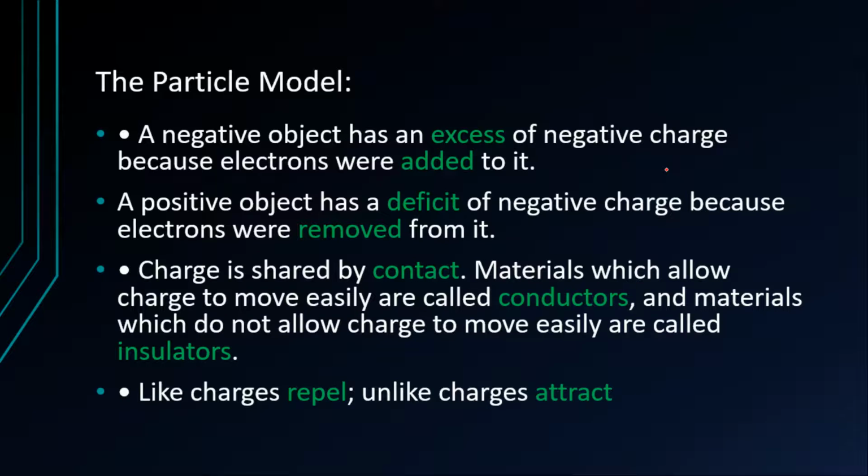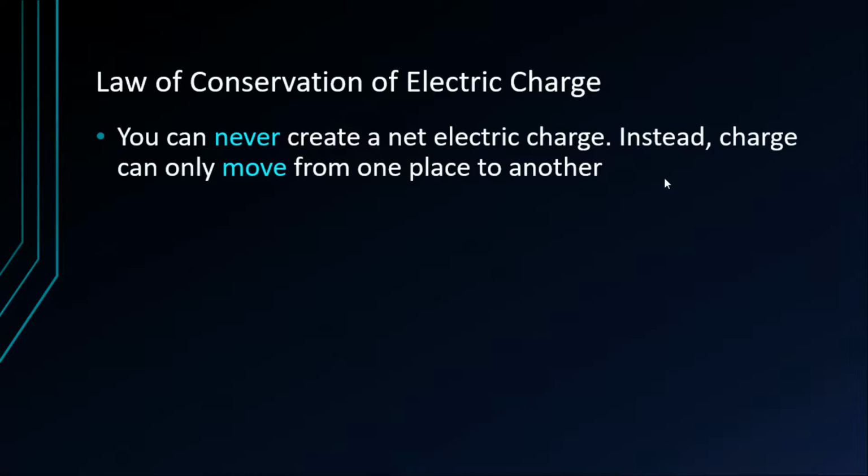Okay, so that's the particle model, and it's pretty common sense too, and I'm sure you've come across these things in your daily life as well, but maybe you haven't thought about it like this. So the law of conservation of electric charge says that you can never create a net electric charge. Instead, charge can only move from one place to another. So using our sock on the carpet example, you don't all of a sudden generate negative electrons on your own without friction, okay? Electrons are constantly moving, okay?